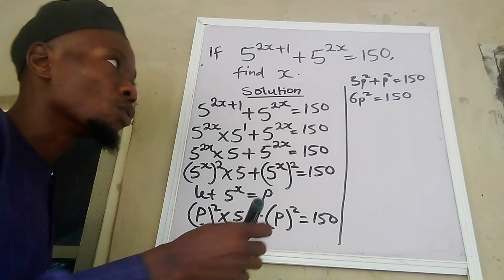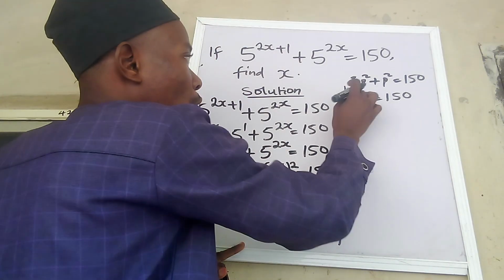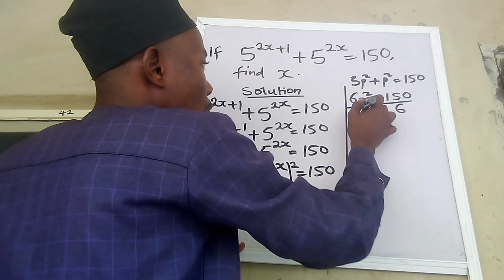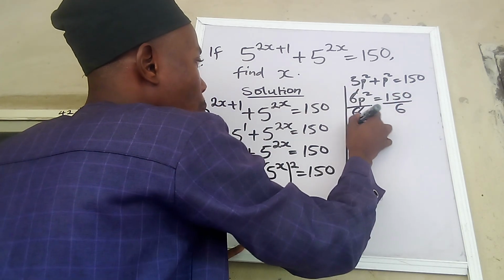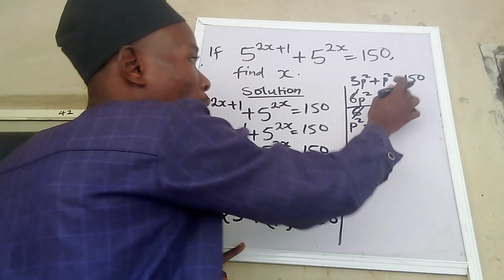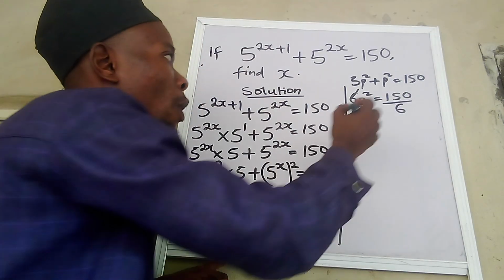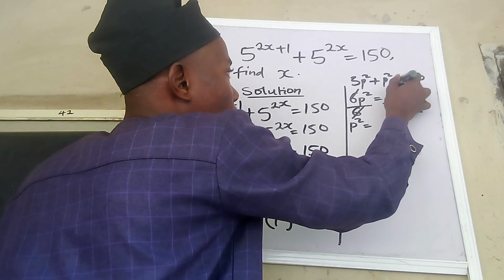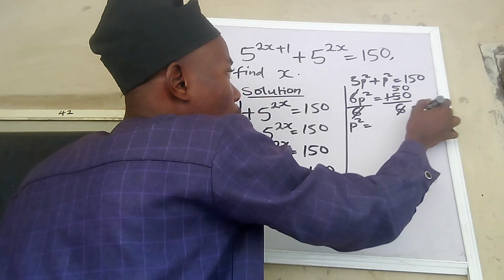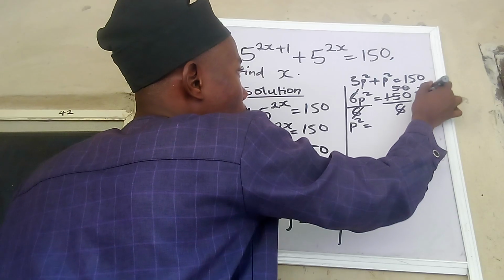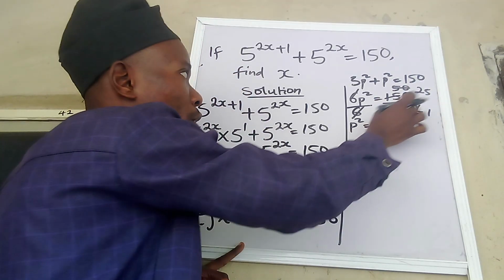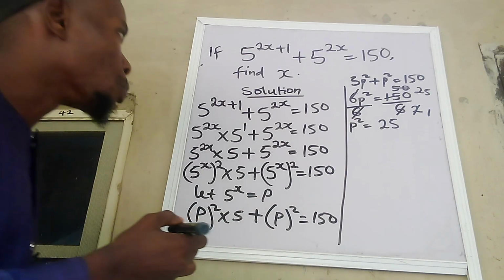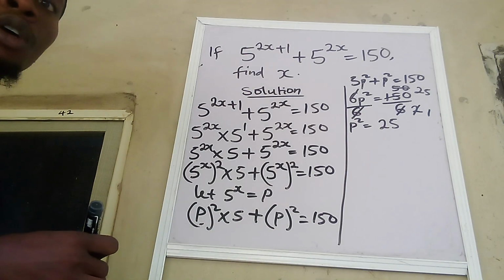So now what do we do? We divide both sides by the coefficient of p raised to power 2, which is 6. Divide both sides by 6. Then 6 cancels 6, so p raised to power 2 is equal to 150 divided by 6. So 150 divided by 6 will give us 25. So we write 25. So p raised to power 2 is equal to 25.